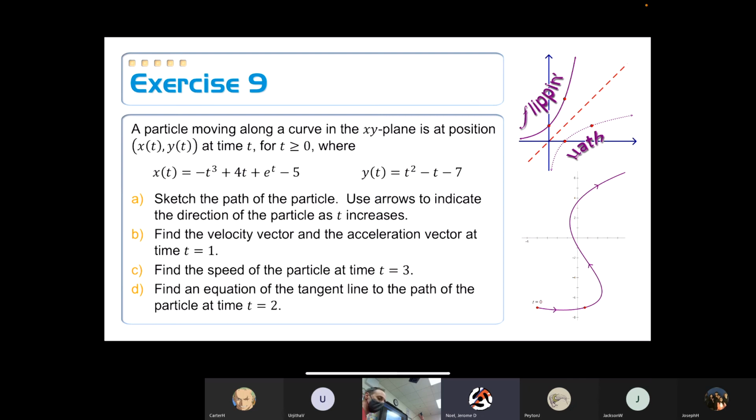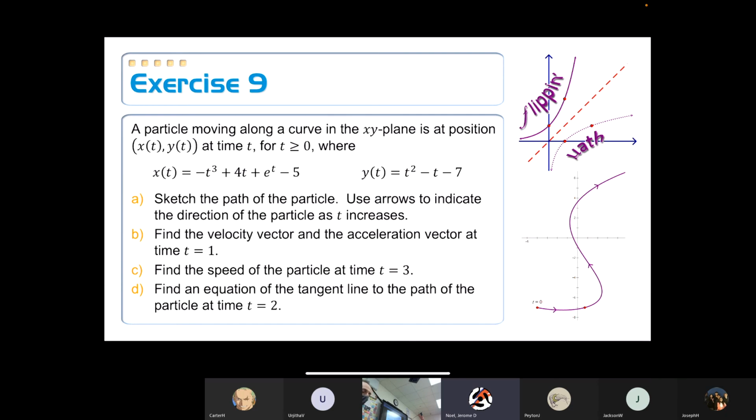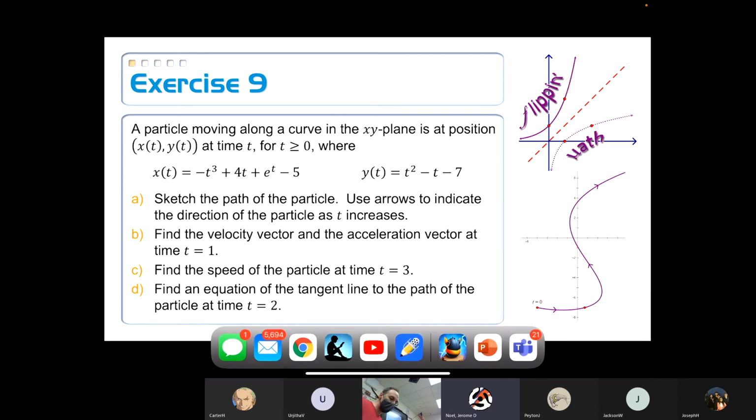All right. So now let's see the other stuff that we have to do. Part B, find the velocity vector and the acceleration vector at time t equals 1. It's going to be easy. Find the speed at t equals 3, and then the equation of the tangent line to the path of the particle at t equals 2.